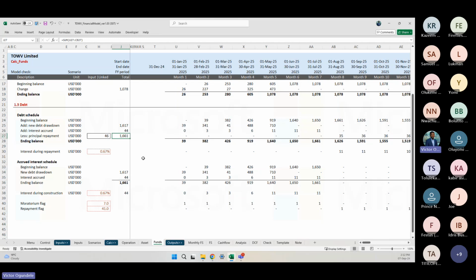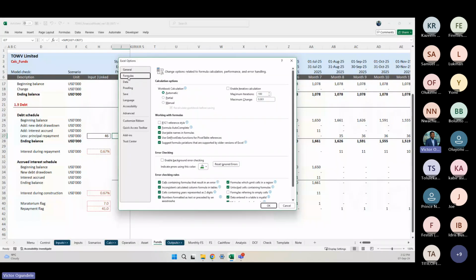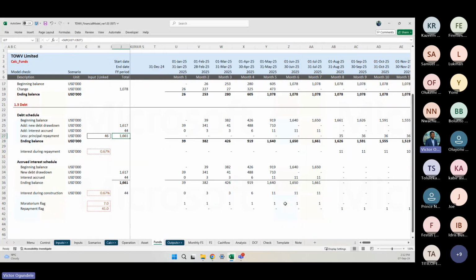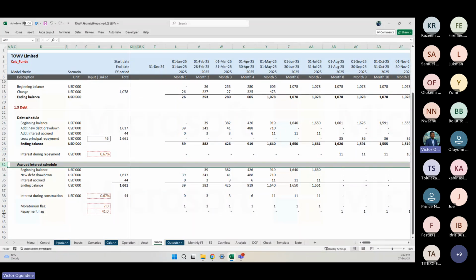You are getting circular? Okay, wait, let me check my own. I'm not sure. Is anyone getting circular reference as well? I'm not. Then there's no way you should get a circular reference. That's why we created this accrued interest, and that's the reason why we separated this accrued schedule here.